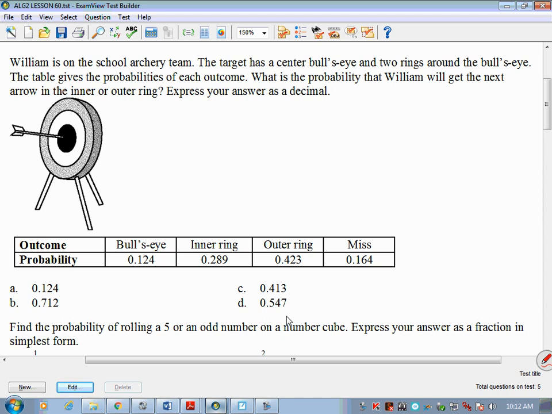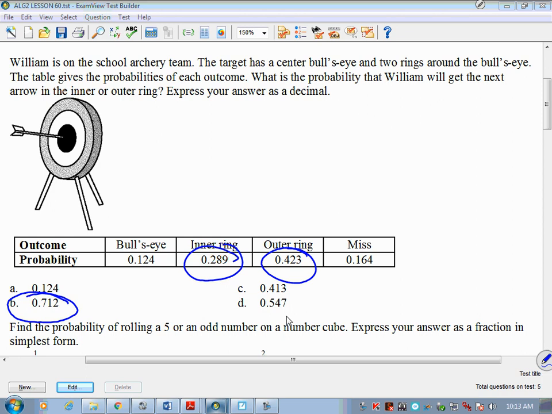So the 2 things that I want to add together are here and here. All we have to do is take 0.289 and add it to 0.423. They're mutually exclusive because you can't hit the inner and the outer ring at the same time, right? So what do I get whenever I add those 2 things together? 0.289 plus 0.423 is 0.712.